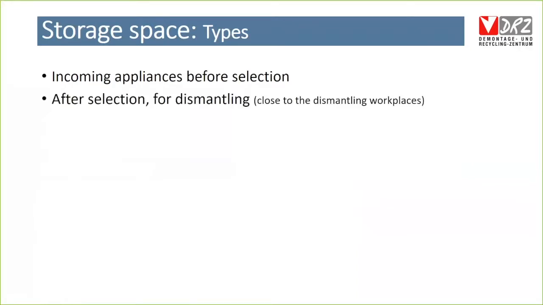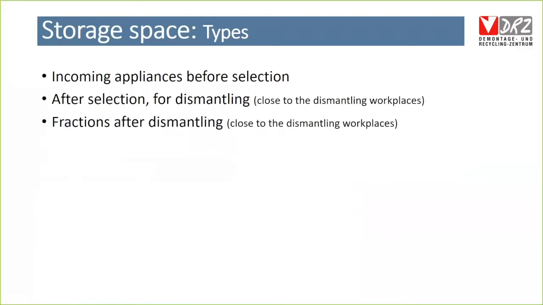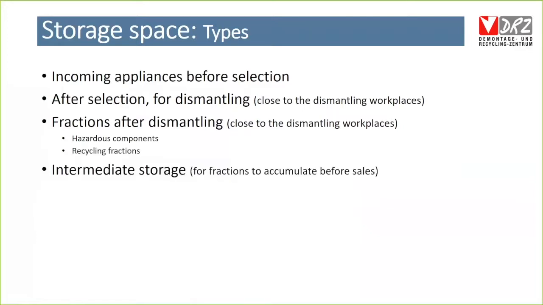Then after selection, when they are supposed to go for dismantling, they should be close to the dismantling workplaces. Then after dismantling, you have the fractions that come out of this process. Again, they should be close to the dismantling workplaces, so the workers don't need to walk around far to take the fractions to the right container. And you need to separate hazardous components and recycling fractions.